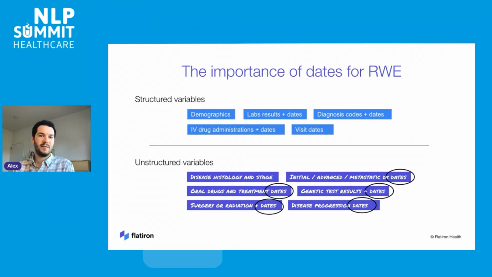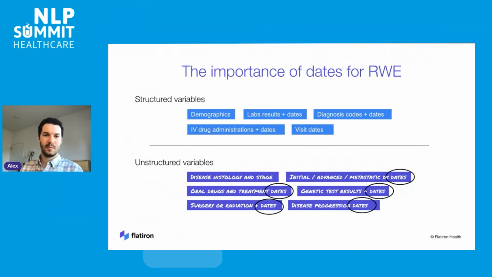So for nearly all of these variables, dates are really essential. We need to know when something happened and in what order things happened as much as we need to know what happened. So for example, a couple of really common and important analyses in cancer research are overall survival and progression-free survival, which basically measure how long a patient survives or how long their disease doesn't progress, measured from some index date such as diagnosis or start of treatment.